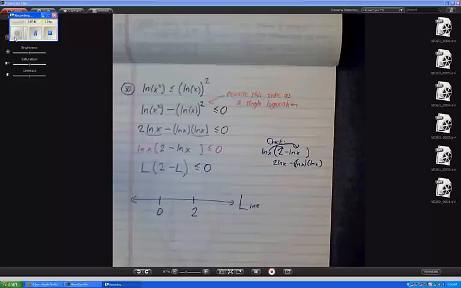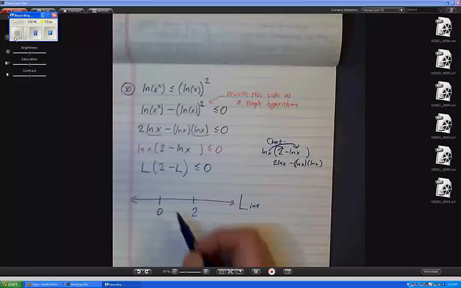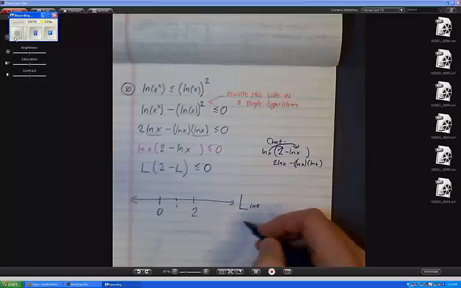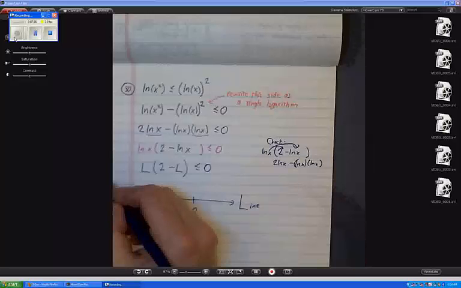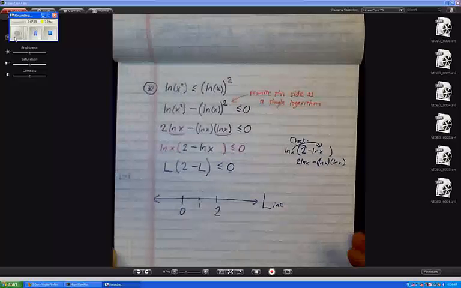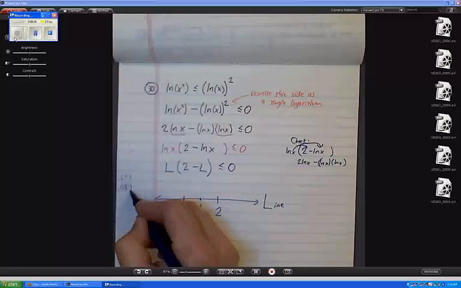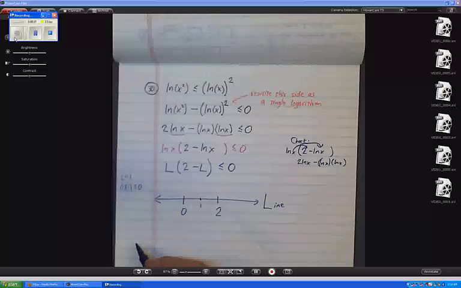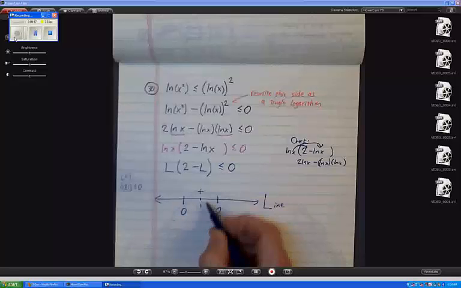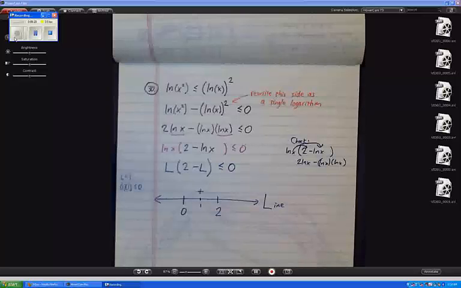All right, so let's try a few things. Pick a number between 0 and 2. Nice job. Brad said 1. I don't know if you heard. All right, so what happens when we try L equals 1? Well, when L equals 1, we get 1 times 1 is less than or equal to 0. True or false? That's false, right? 1 times 1 is positive. This whole interval here is positive if you plug in a 1. You guys with me? That's no good.